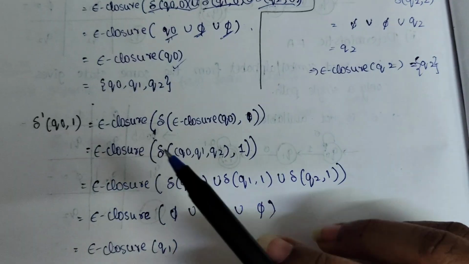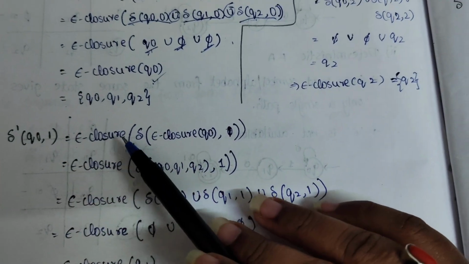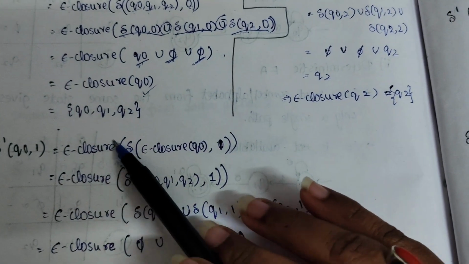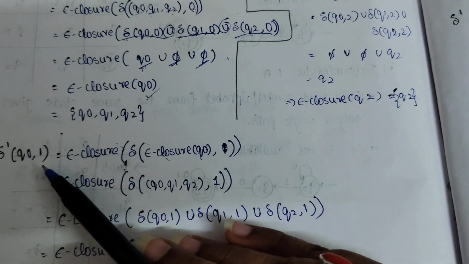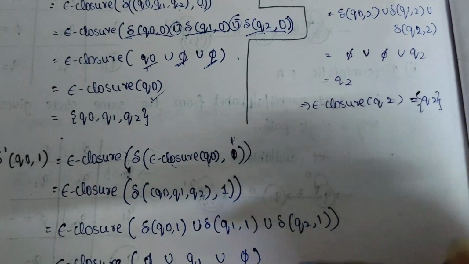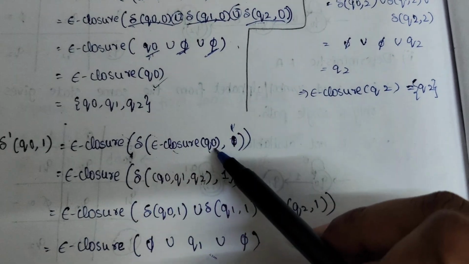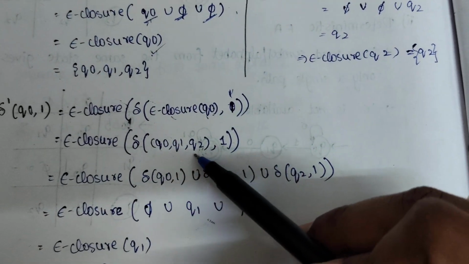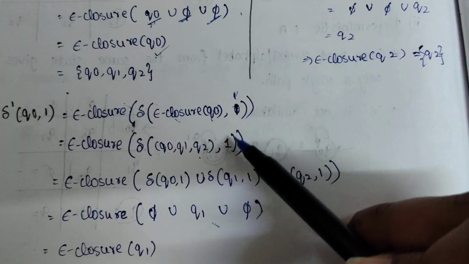The same way we will be finding (Q0, 1). So the same formula, ε-closure of δ of ε-closure of Q0 comma 1. So what is ε-closure of Q0? We found it as Q0, Q1, Q2. So (Q0, Q1, Q2) comma 1.